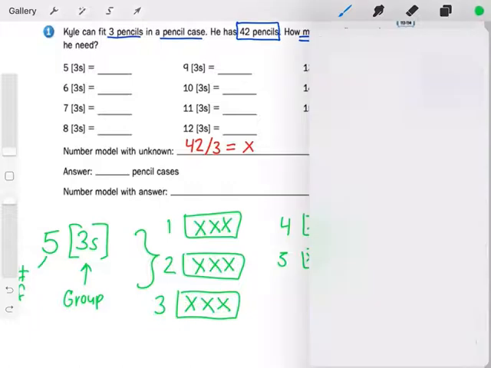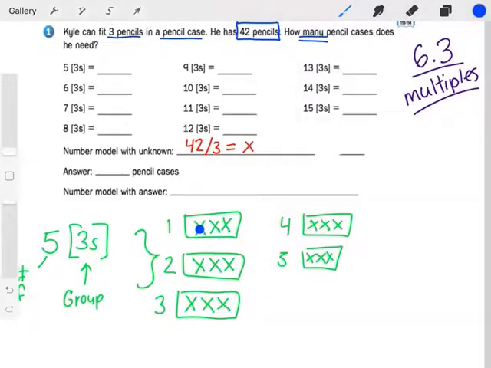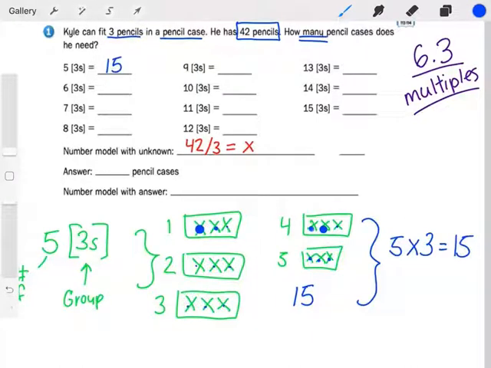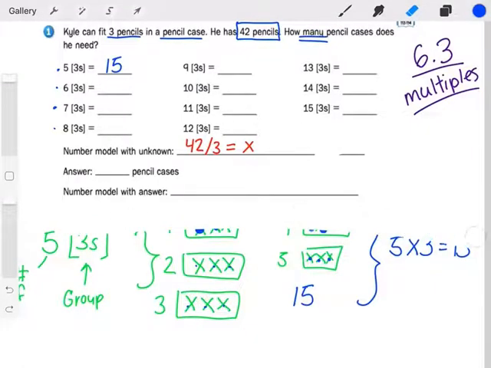And then you would count all of the X's. So 1, 2, 3, 4, 5, 6, 7, 8, 9, 10, 11, 12, 13, 14, 15. So you would have 15. This can also be shown as 5 times 3 equals 15. 15 is a multiple of 3. So we're doing this to figure out which one of these numbers is close to that 42 that we're trying to figure out. So we know that 5 times 3 is 15. So let me erase all this work.